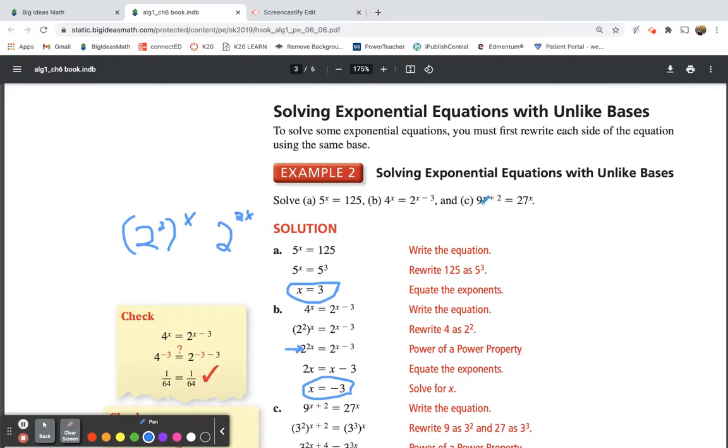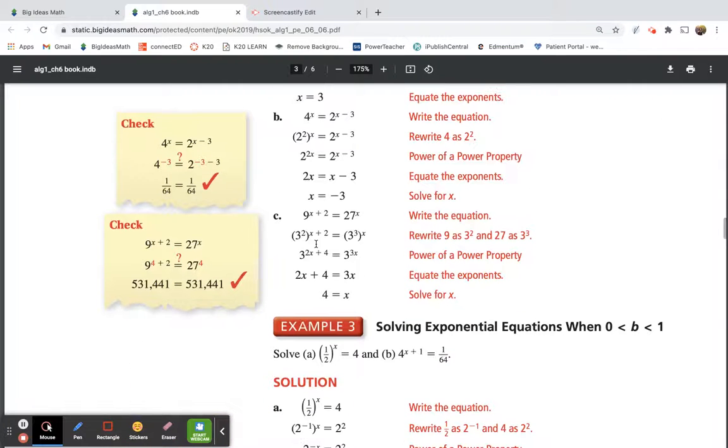Then on C, I have 9 to the x plus 2 equals 27 to the x. So on this one, we have a 9 over here and a 27 over here. Okay, so you first would probably try to look at 27. We can't make that 9. Even 9 squared is 81, not 27. But I can make that 3, and I can also make 9 3. So on this one, we have to change both of them.